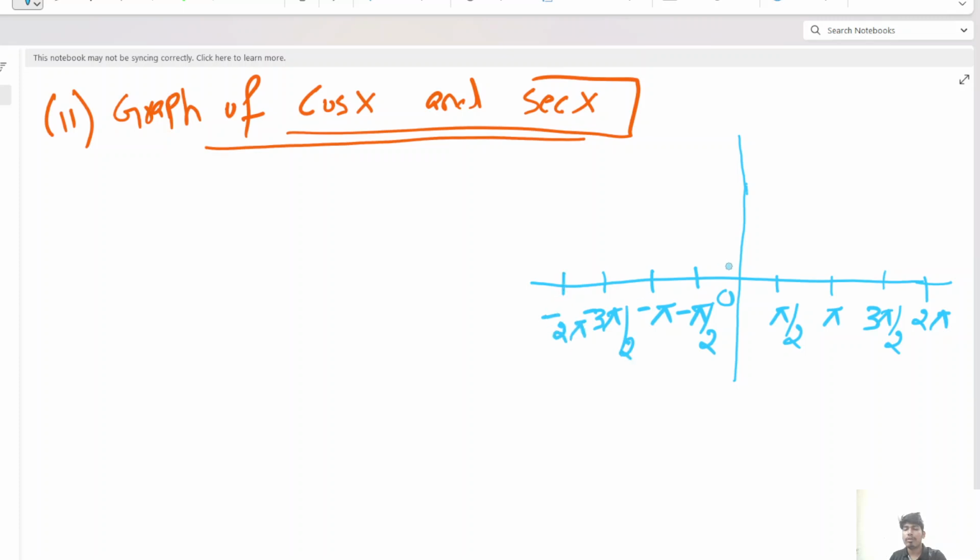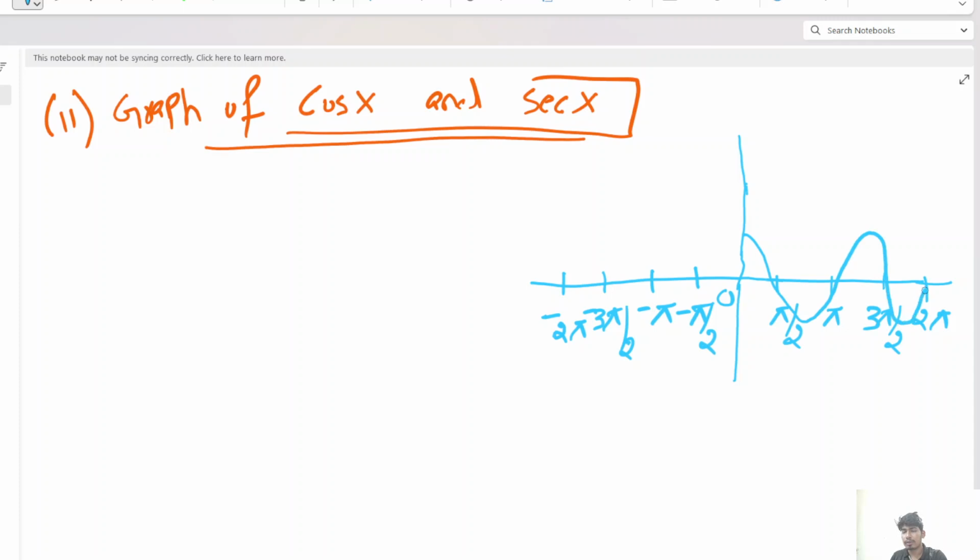We know cos pi by 2 is 0, and cos 0 is 1. So here this, again here 0, and again here 0.